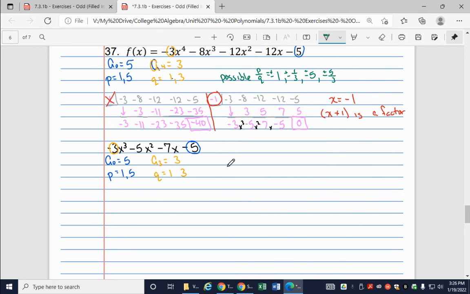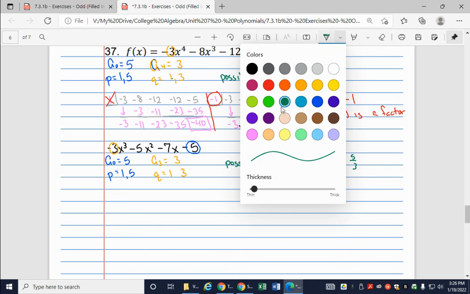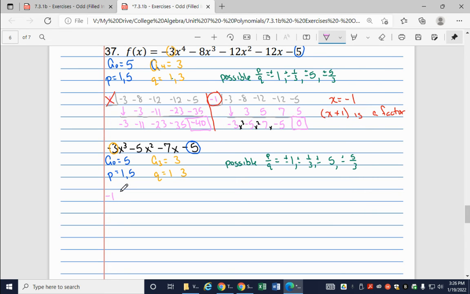So my possible zeros are still the same, p over q, which is going to be 1 over 1, 1 over 3, 5 over 1, 5 over 3, positive and negative. But now here's the thing. If positive 1 didn't work in the first one, positive 1 is not going to work in the second one. So I can immediately start with negative 1. If it didn't work the first time, it's not going to work this time. So I'm going to try negative 1.